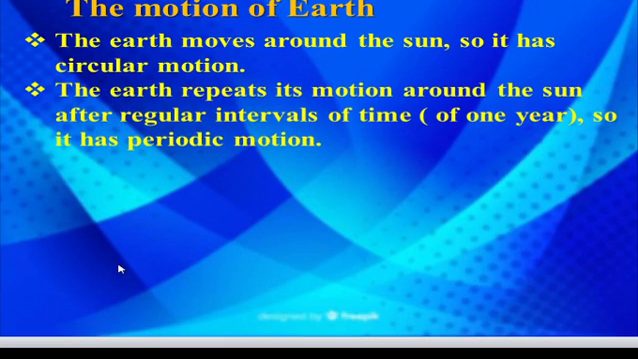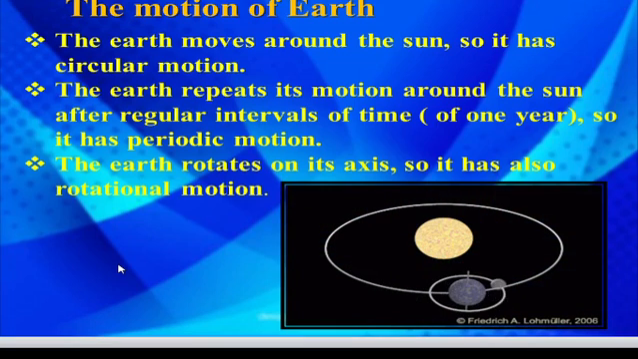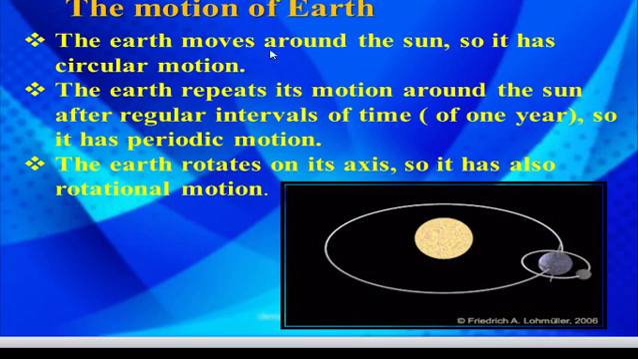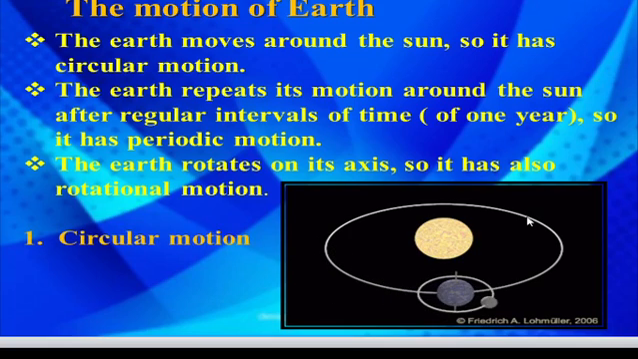The earth repeats its motion around the sun after a regular interval of time, 1 year, so it has periodic motion. The earth rotates on its axis, so it also has rotational motion. Simply, I will explain to you the motion of the earth. See here, first you can see the earth rotates itself, at the same time it moves around the sun also, so the earth has three types of motion.